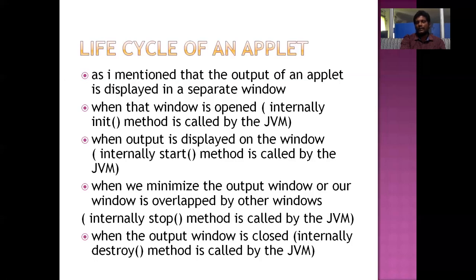When a new window is created, JVM calls the init method internally. When the output on that new window is displayed, JVM calls the start method internally. When that window is minimized or overlapped by some other windows, JVM calls the stop method, which will erase the output on the particular window. And whenever the window is closed, JVM internally calls the destroy method. So the life cycle of an applet starts with the init method and ends at the destroy method.